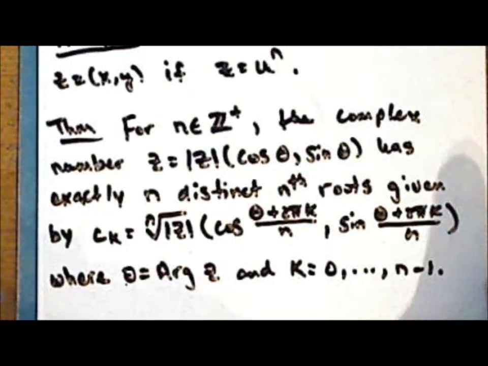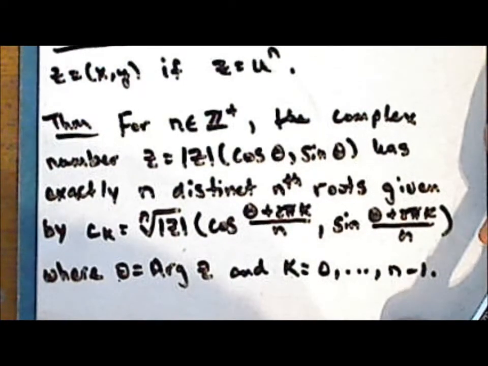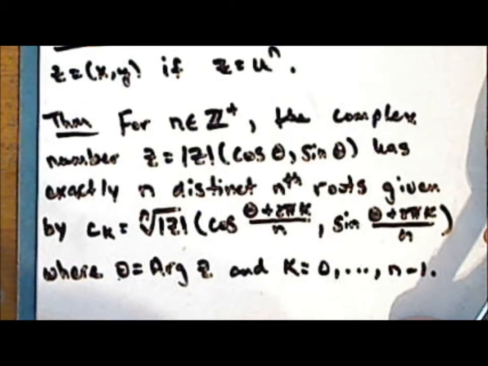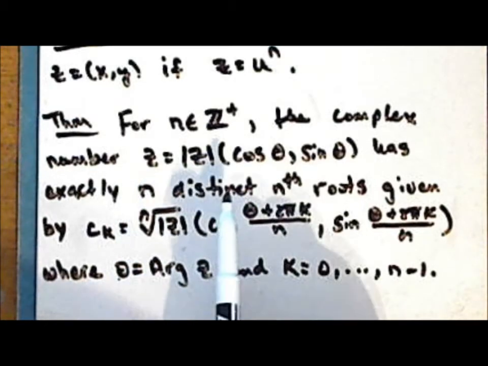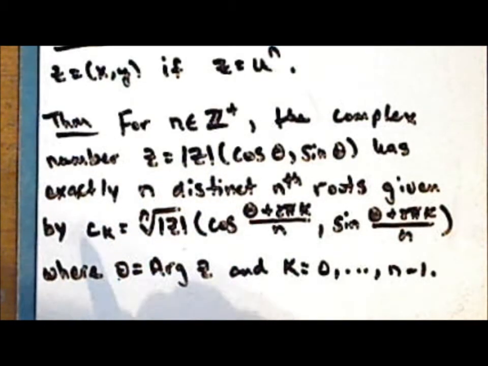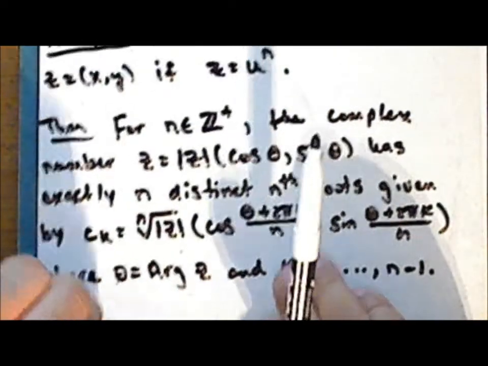So notice the statement of this theorem is very much like an existence and uniqueness theorem. There are two things that we need to demonstrate. First, that the number c sub k is an nth root of the complex number z. And second, that there are exactly n distinct values for the formula given by c sub k. All right, so now we'll prove this theorem.